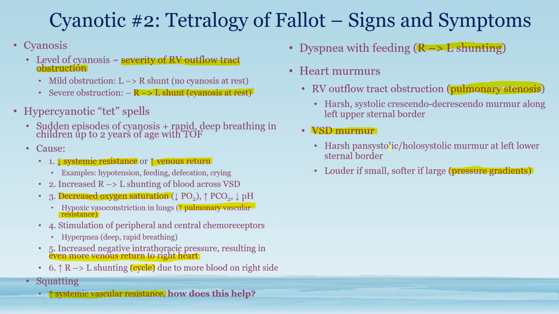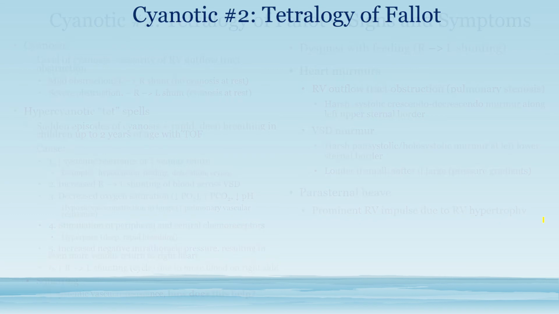But if you have a very small hole or small VSD, you've got a resistance, that hole itself, and you get a louder murmur as a result. You also get a parasternal heave, because remember, right ventricular hypertrophy is a major issue with Tetralogy of Fallot, so that'll cause the sternum to heave or push forward intermittently during the right ventricular contraction.